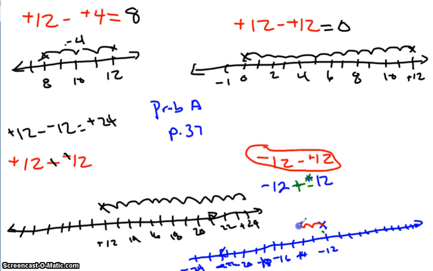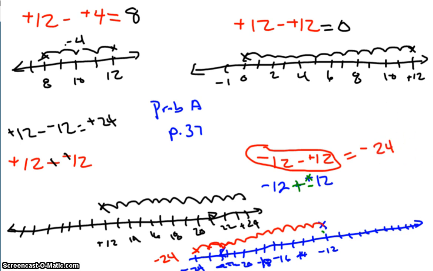So 1, 2, 3, 4, 5, 6, 7, 8, 9, 10, 11. Whoops, I skipped one. 10, 11, 12. So we wind up at negative 24. So that would equal a negative 24. Sorry about that. Let me fix that real quick. So negative 24.